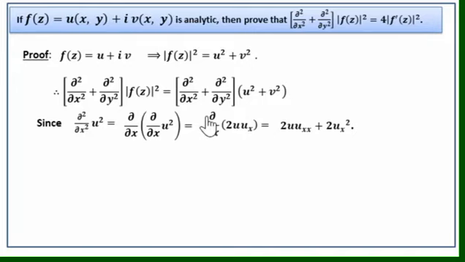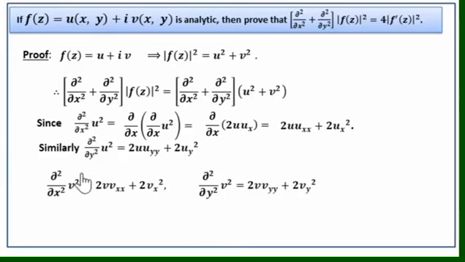Okay, similarly ∂²/∂y² of u². So just simply we can write, this will be with respect to y, if we differentiate 2 times we will get 2u uyy plus 2uy². Next, ∂²/∂x² of v² is, using the same approach, 2v vxx plus 2vx², and ∂²(v²)/∂y² will be 2v vyy plus 2vy². Okay, next we are going to substitute all these in the right hand side here.